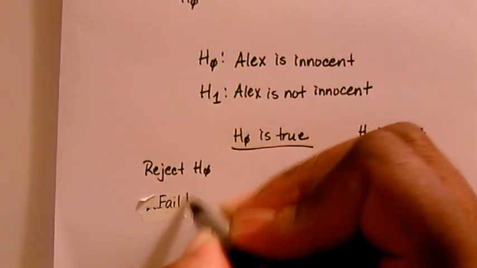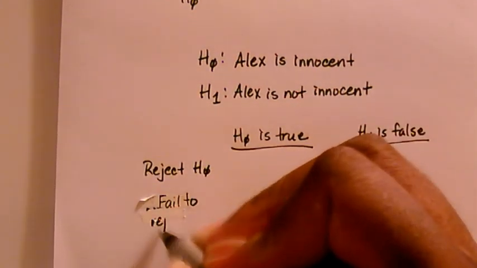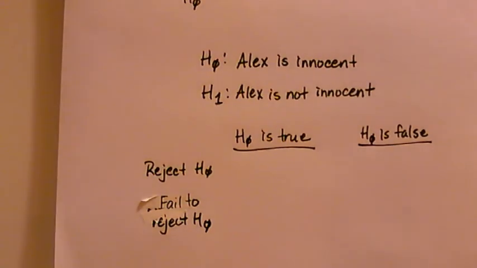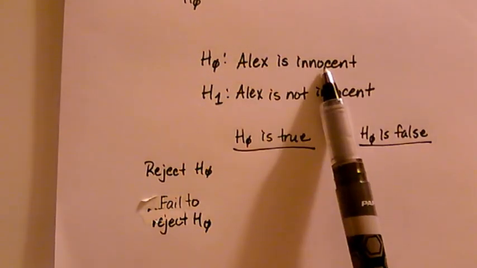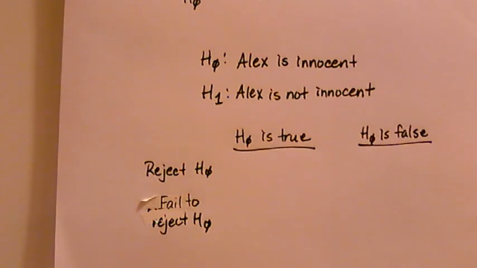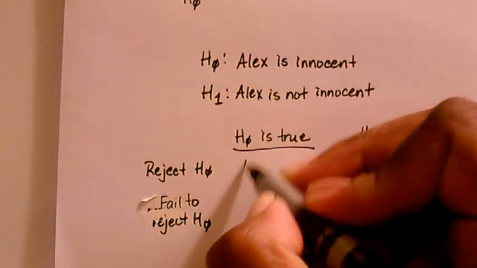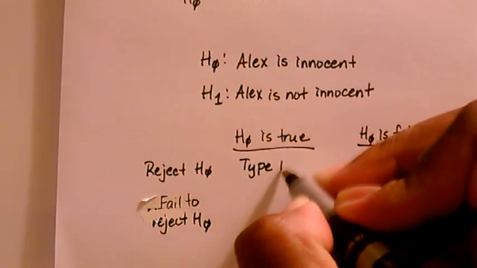So this is fail to reject the null hypothesis. That's his innocence. Okay? You reject the null hypothesis, you reject his innocence. But it is true that he is innocent. That means you rejected a true null hypothesis. That is a type 1 error.